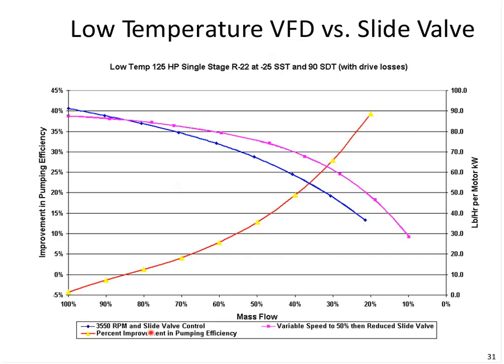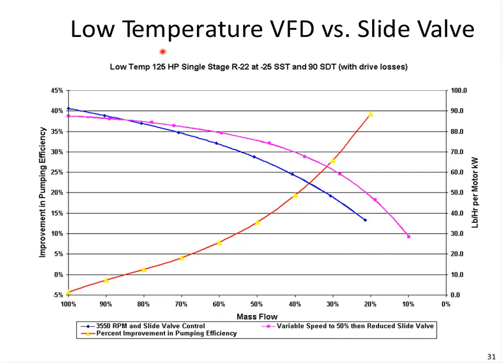3,500 RPM with slide valve control performance, something like that. If we have variable speed down to 50% flow and then slide valve below that, the area between these two curves is a savings, and that's expressed with this line right here, improved efficiency. So notice at about 40 or 50% flow, we're seeing about 20% energy savings of variable speed versus slide valve. So this is a low temperature.